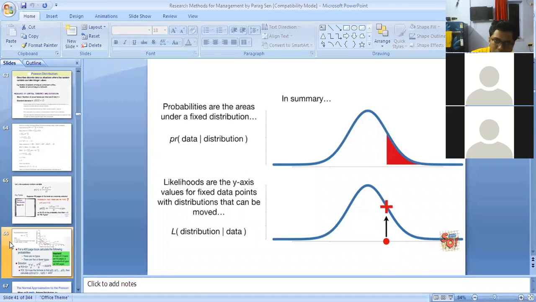In a discrete distribution, the y value on the y-axis represents the probability, and this function is termed the probability mass function. In the continuous case it is termed the probability density function. Okay, so I'm going to stop.